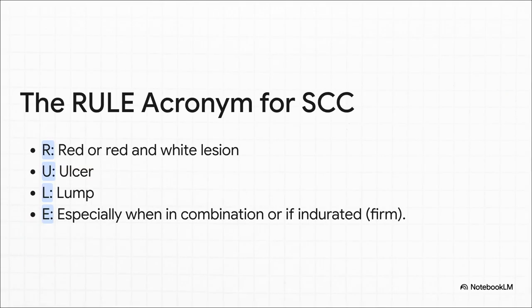So let's break down what RULE actually stands for. R is for a red lesion, or one that's mixed red and white. U is for an ulcer. L is for a lump. And E is for especially when you see these things in combination or if the lesion feels indurated, meaning it's firm or hard to the touch. If a lesion fits the RULE criteria, it needs a biopsy, period.